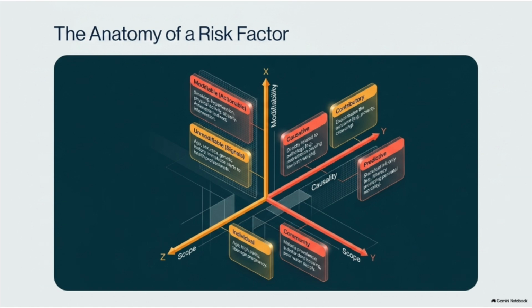Some are contributory, exacerbating the outcome, such as poverty or crowding. And some are only predictive, showing a statistical link only, such as illiteracy predicting perinatal mortality. And in terms of scope, risk factors can be individual, like age or hyperarity, or community level, like malaria prevalence, substandard housing, or poor water supply.